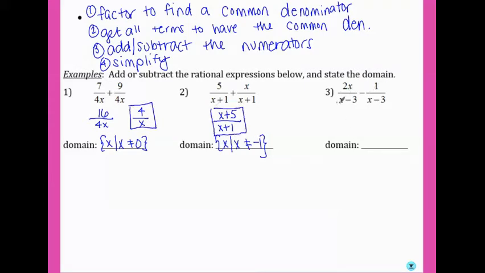In number 3, our denominator is x minus 3, so we know our domain x cannot equal 3. And this time we need to pay attention that we're subtracting, so it's 2x minus 1 as the numerator and x minus 3 as the denominator.